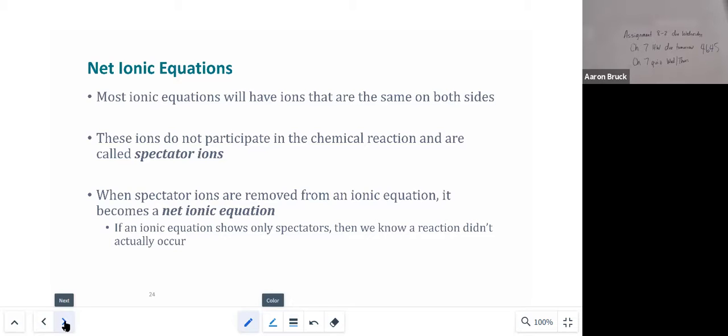And so that's where this last line is really important. If we go to the ionic equation, nothing's changed. Every ion that was on the reactant side shows up in the product side. That's our clue that nothing happened. That's our clue that nothing changed. And so in that kind of case, when the reactants look exactly the same as the products, we have a word for that. It's called no reaction. Nothing actually happened.